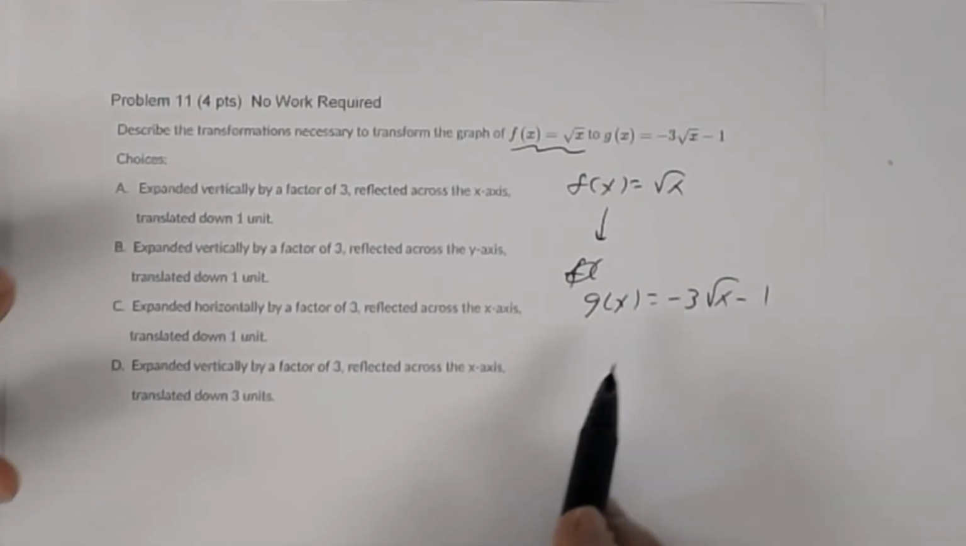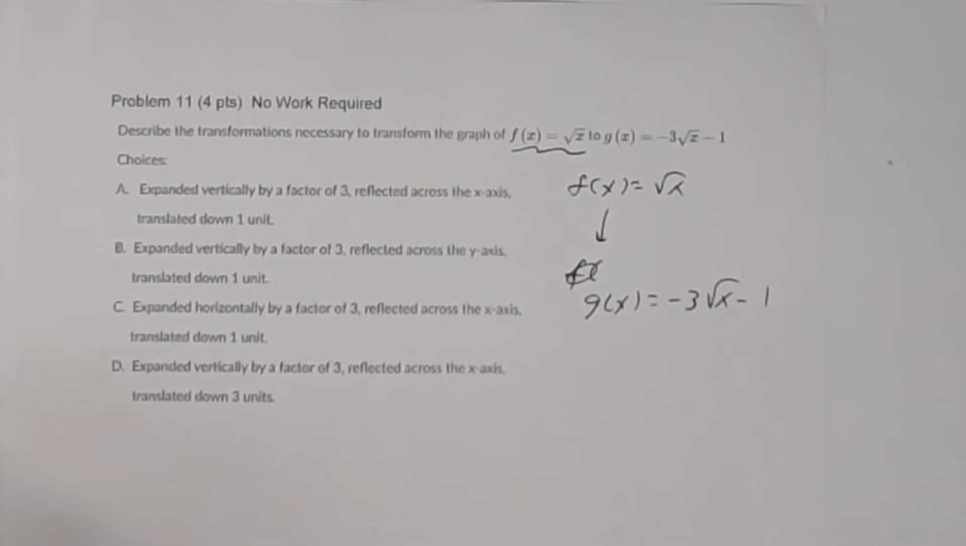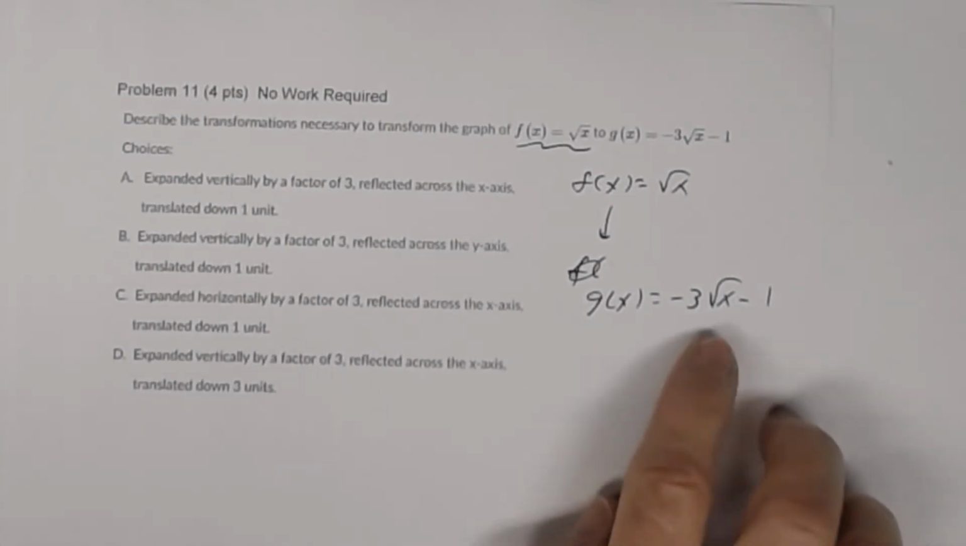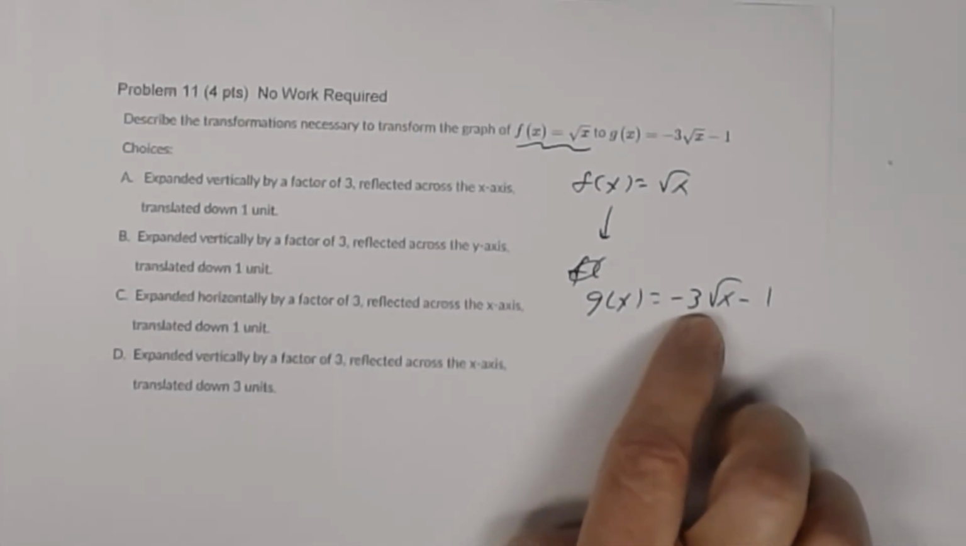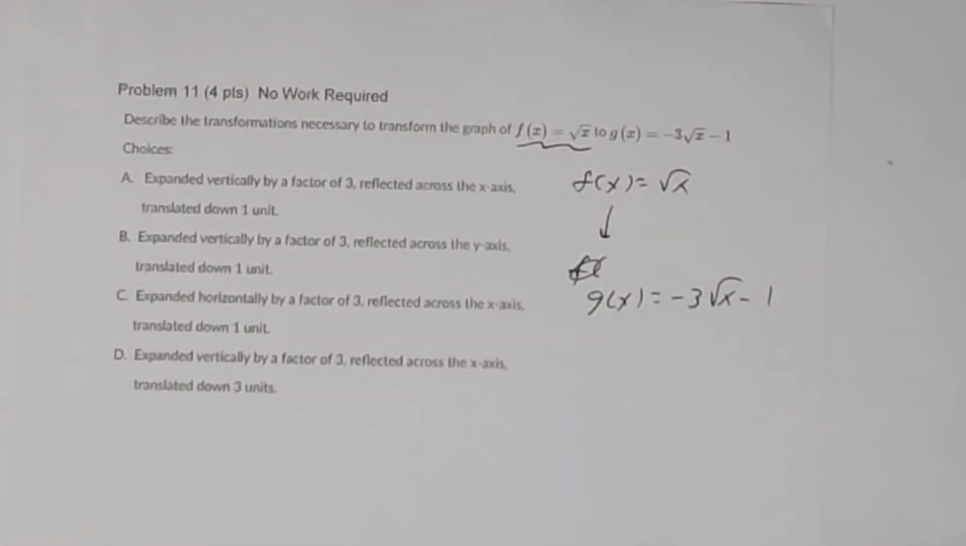Okay? So the first thing you're going to do is look at how many transformations you have to deal with. So notice you have a negative, you're multiplying by 3, and then you're subtracting 1, right? Okay, so then remember the order. Always do the vertical translation last. Always do that last. That's important. It must be done last. If it's not done last, then there's a possibility that the graph you would end up with is not the graph you need to have.